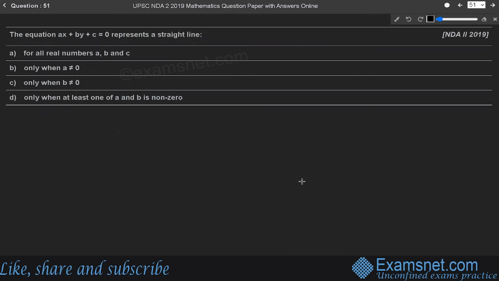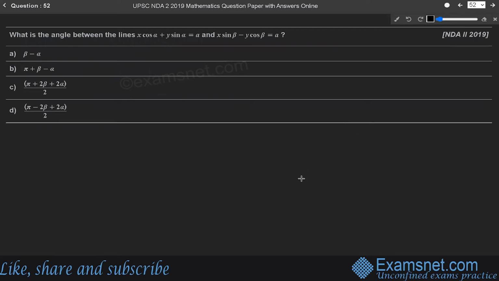Next question is, the equation ax plus by plus c is equal to 0 represents a straight line such that. So option implies that a is equal to b is equal to c is equal to 0. So no straight line will remain. Therefore, the correct option is only when at least one of a and b is non-zero. So the correct option is option number D here.